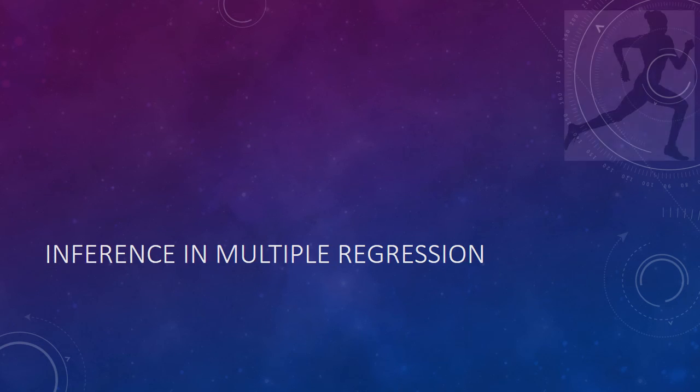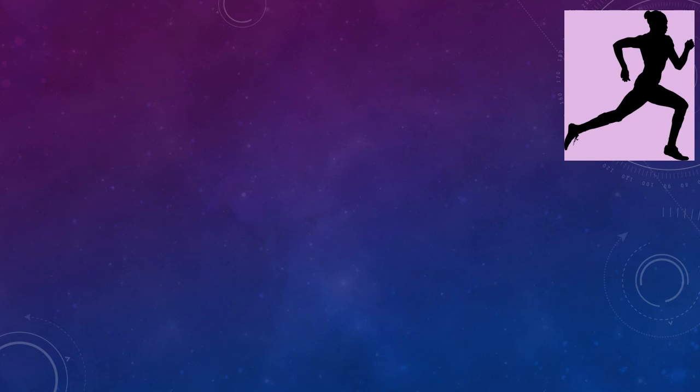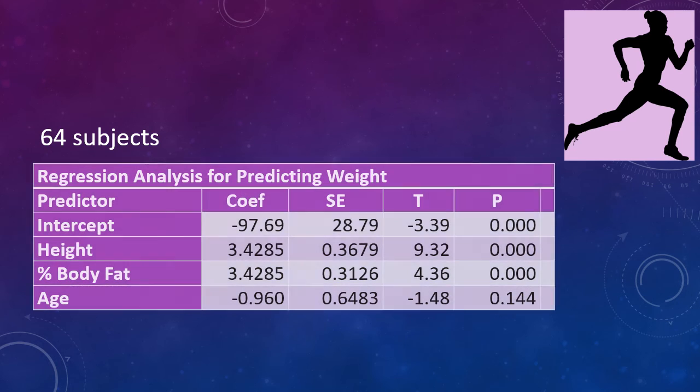Let's look at an example. Here are the results from a multiple regression analysis of the weight of 64 University of Georgia women athletes using height, body fat, and age as predictor variables. So we're using height, body fat, and age combined to make a prediction about the weight of these athletes. The point estimate for the slope of age is negative 0.96. This would suggest that for athletes that have the same height and body fat, the athletes weigh about a pound less for each year older they are.